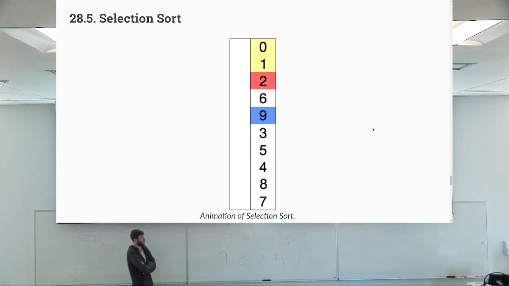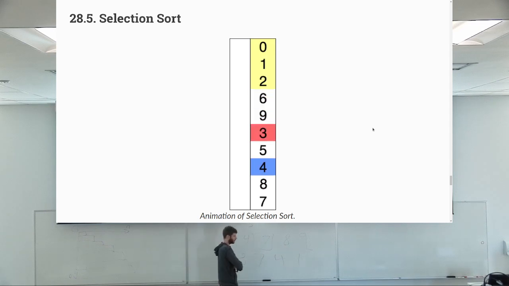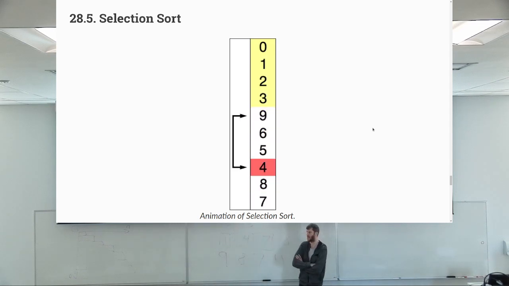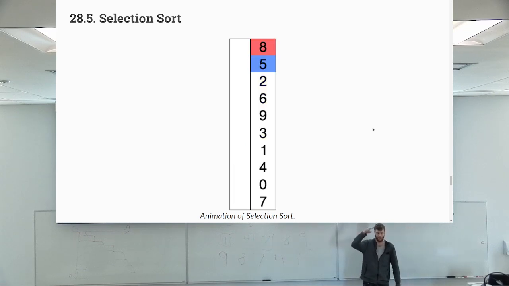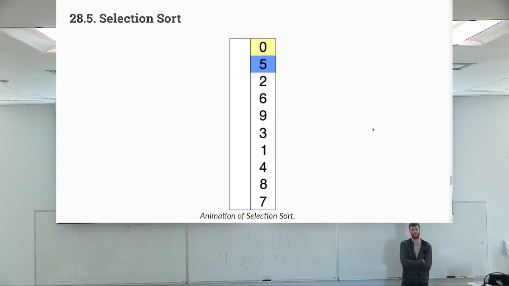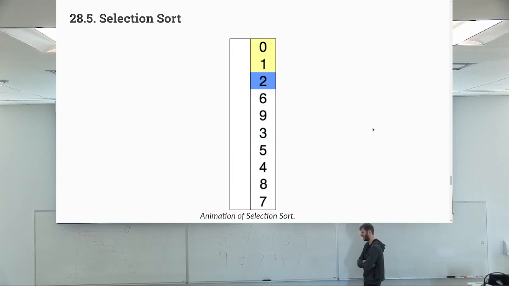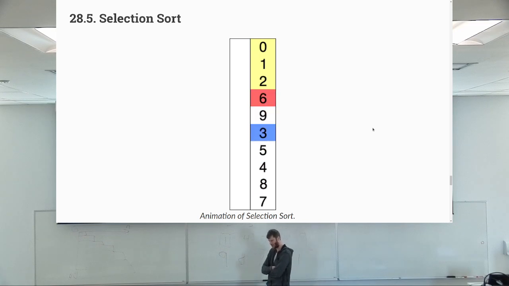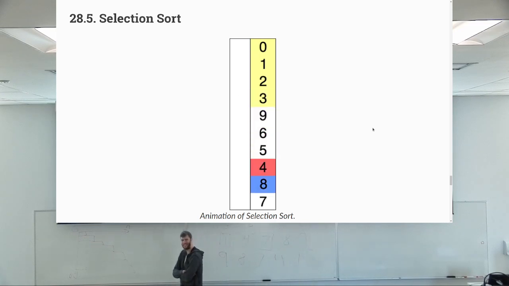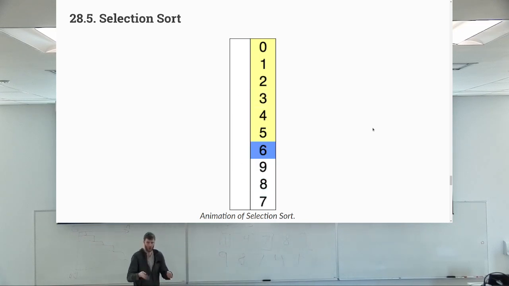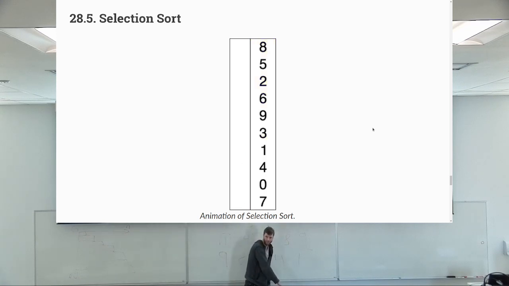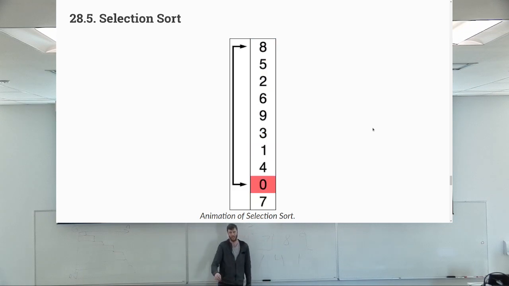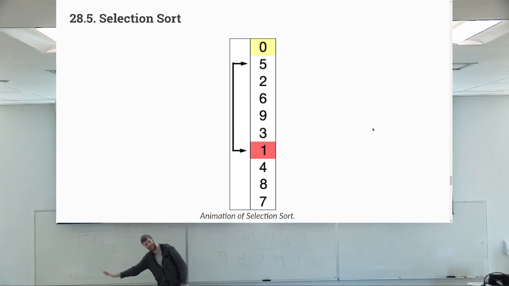Now, if you're ever having a hard time remembering which one's which, for me, I never had a hard time remembering bubble. Bubble was different enough that you're always comparing adjacents and it bubbles up. Selection and insertion, given their similarity, I always had a bit of a hard time remembering which one was which. What I did to remember was, with insertion, I inserted into the sorted list. With selection, I selected from the unsorted list.